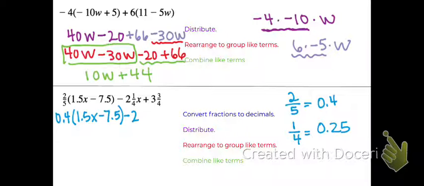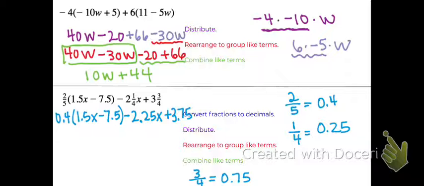So 2 and 1/4 is 2.25x. Make sure you don't lose that x. And the same with 3 and 3/4. I still have my +3, but 3/4 is the same as 3 divided by 4. And 3 divided by 4 is 0.75. So this is 3.75. Now that I have these all as decimals, now I'm going to distribute.